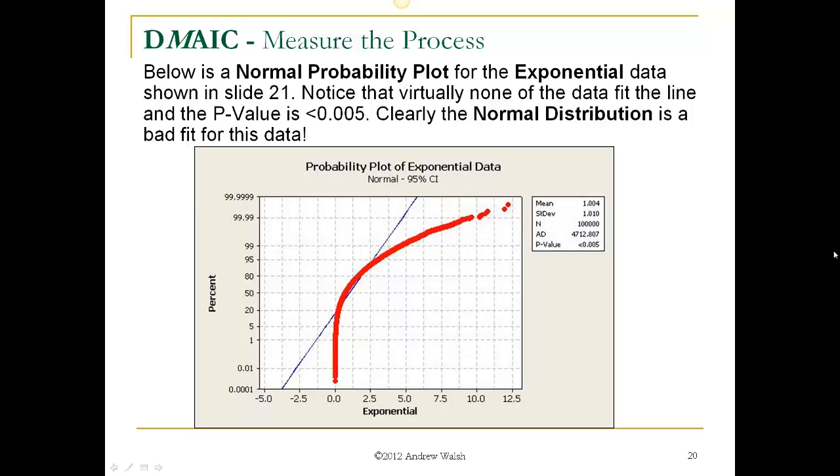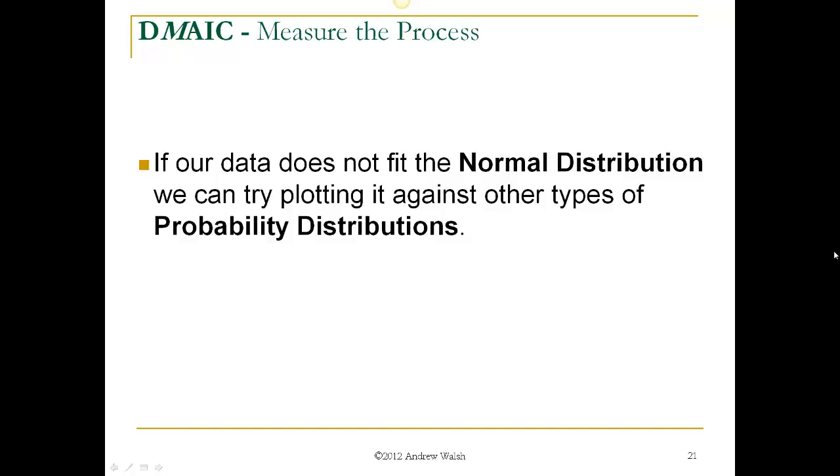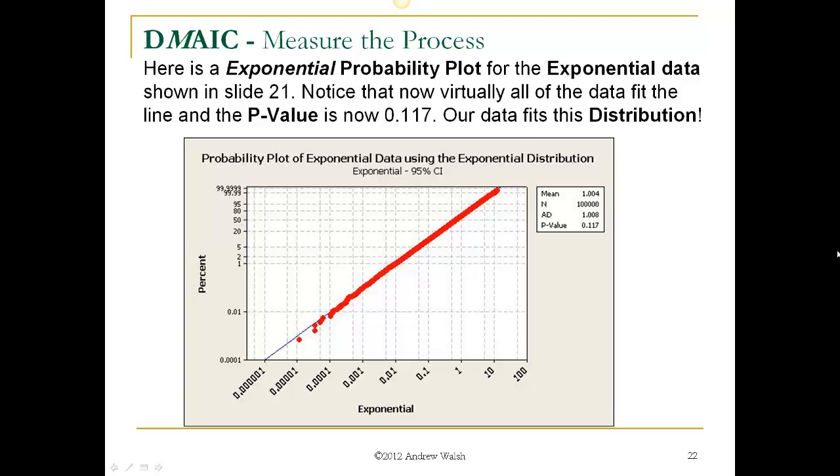Now below is a normal probability plot for the exponential data shown in slide 21. Notice that virtually none of the data fit the line and the p-value is less than 0.005. Clearly the normal distribution is a bad fit for this data. Do not use it. If our data does not fit the normal distribution, we can try plotting it against other types of probability distributions. Here is an exponential probability plot for the exponential data shown in slide 21. Notice that now virtually all the data fit this line and the p-value is now 0.117. Again, not perfect. Our data fits this distribution well enough.